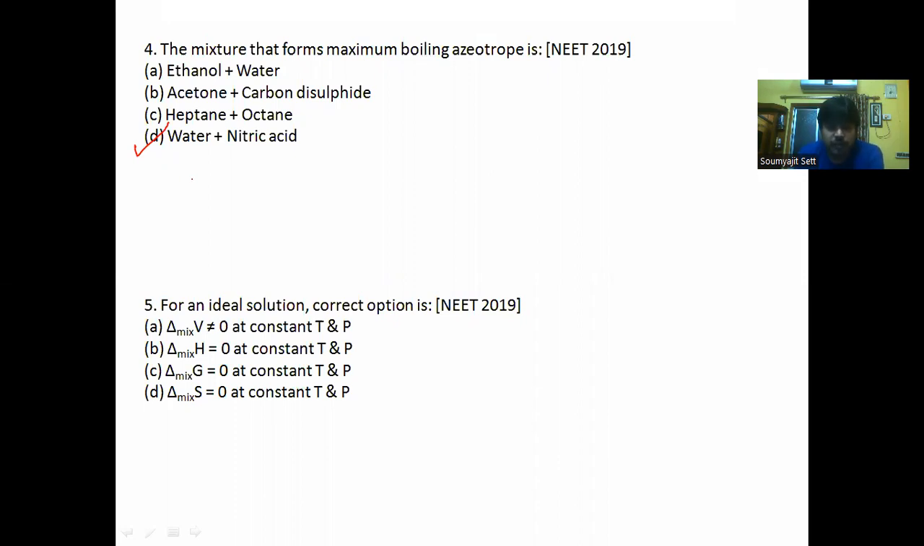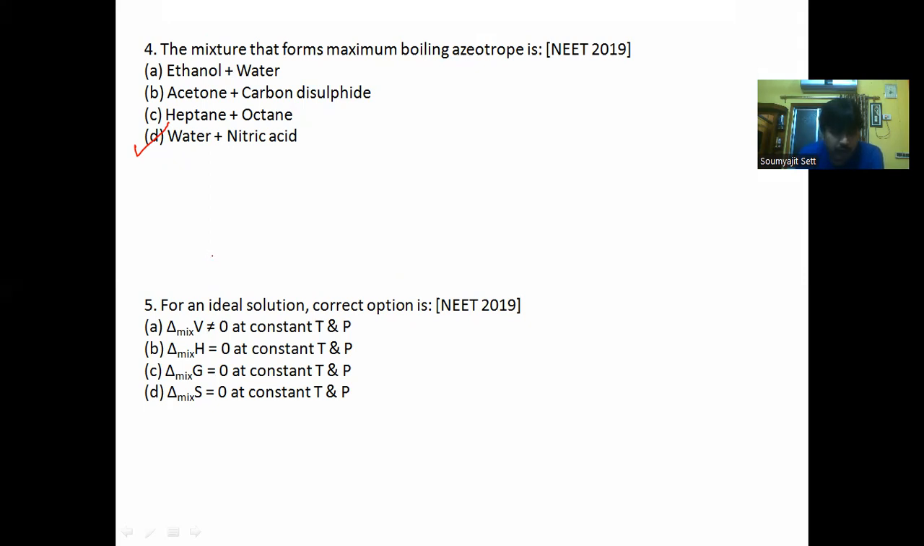Now, what is azeotrope? You can find it in the full video lecture of the theoretical part. Okay. Now come to the another one. For an ideal solution, the correct option is. Now, ideal solution means which will follow Raoult's law.